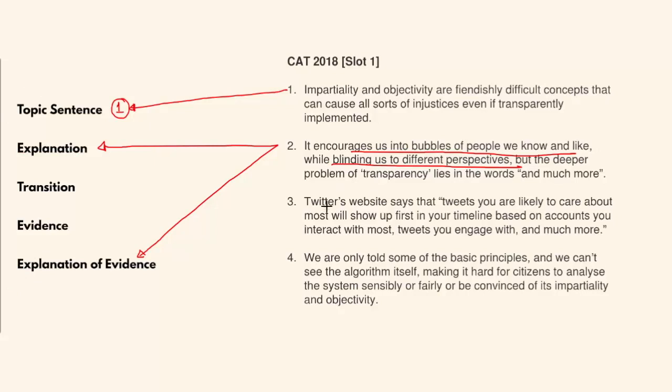And "Twitter website says" something very specific, and this, ladies and gentlemen, is the evidence that is being provided here. So now this will be number 3. For sure I can place number 3 as the evidence that is given here, because it talks about the Twitter website, and this is a very general idea that the author wants to say.